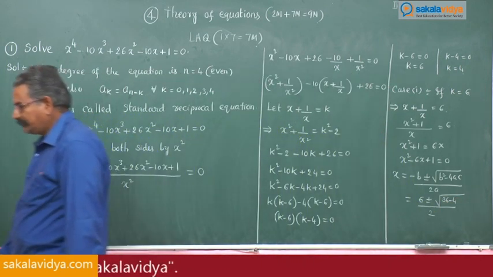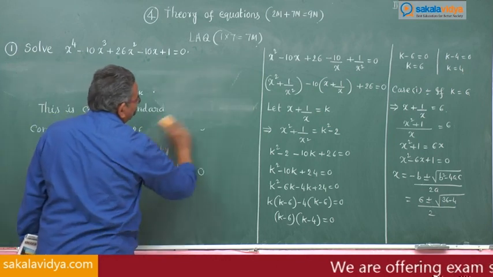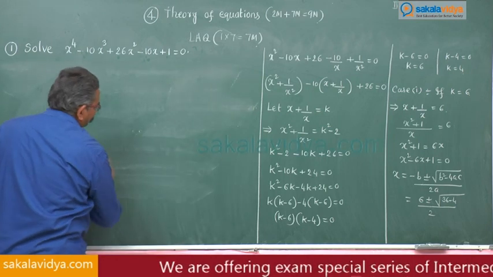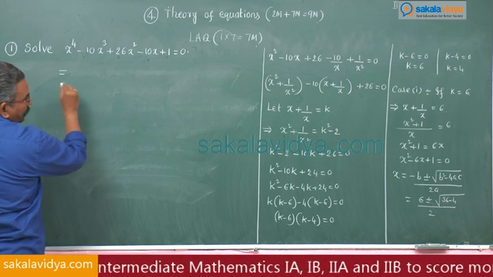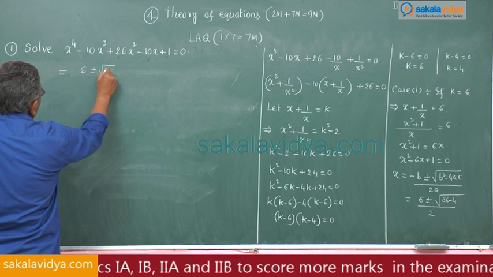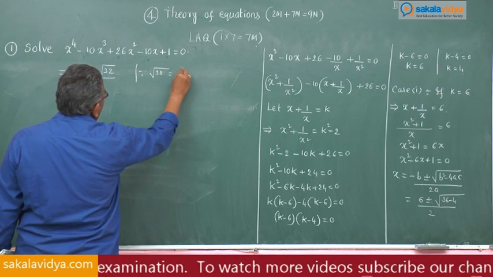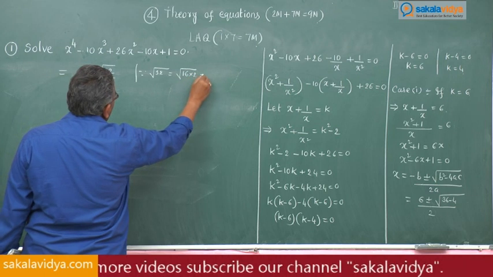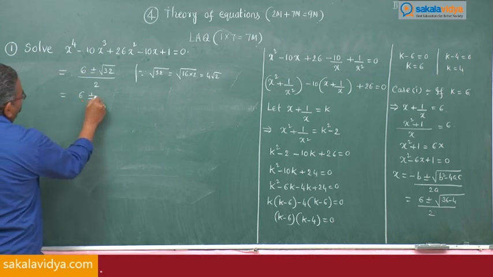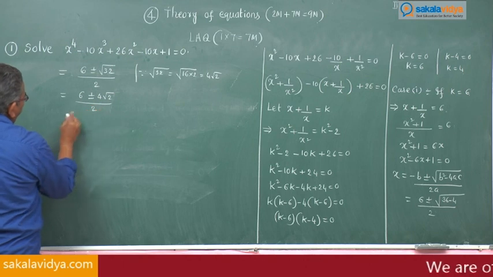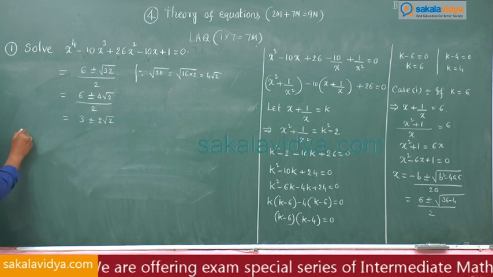So this is equal to 6 plus or minus root 32 by 2. Here root 32 we can write as square root of 16 into 2, which is equal to 4 root 2. So 6 plus or minus 4 root 2 by 2. So this is nothing but 3 plus or minus 2 root 2.